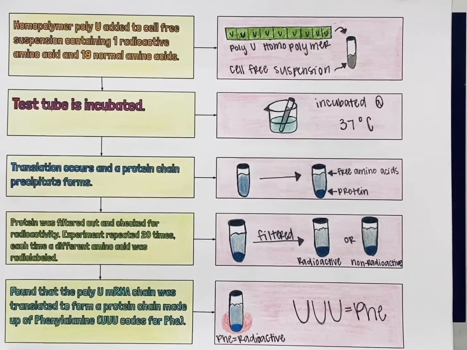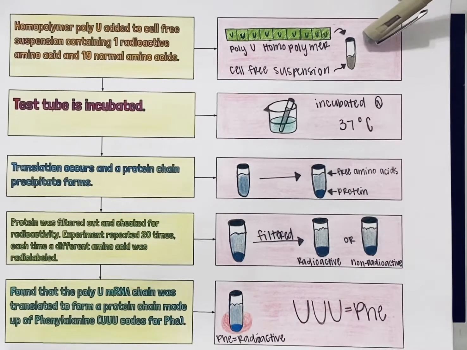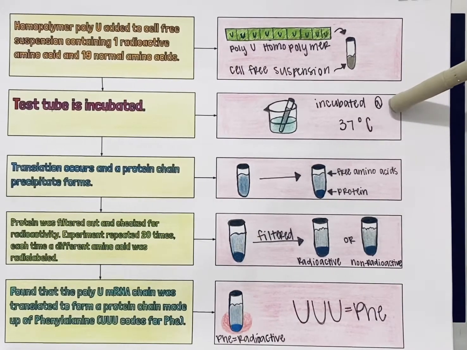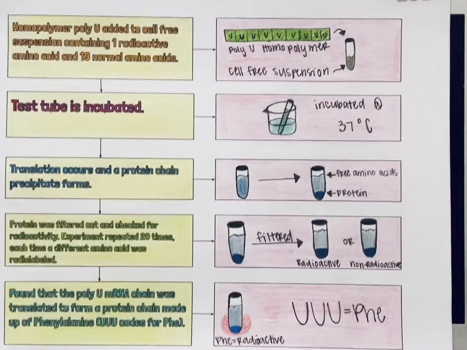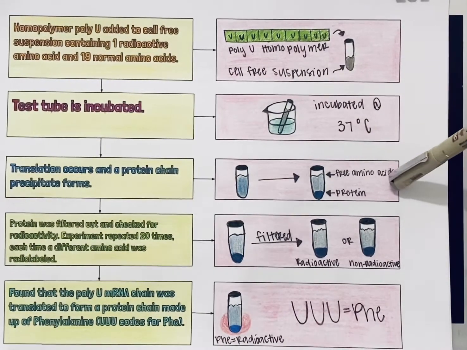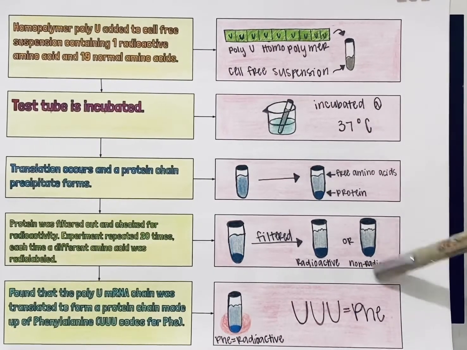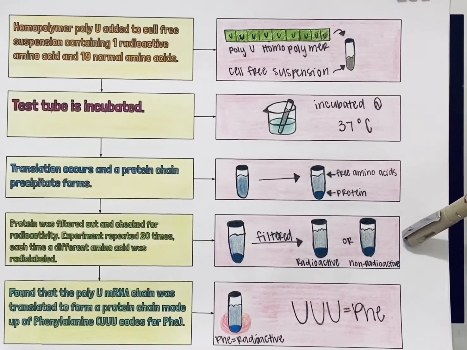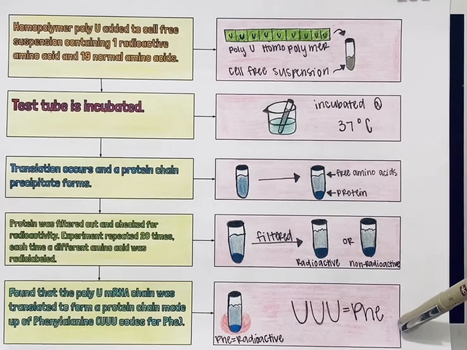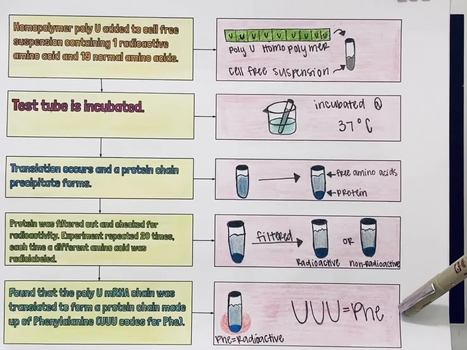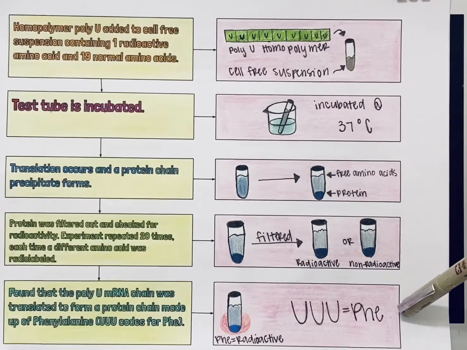As you can see, these are the steps they took to get to their conclusion. They added the homopolymer poly-U to the cell-free suspension. Then, they incubated it at 37 degrees Celsius. Translation occurs and a protein chain precipitate forms. They filtered the protein and checked it for radioactivity. They found that the poly-U mRNA chain translated to form the protein chain made up of phenylalanine. In other words, UUU codes for phenylalanine.